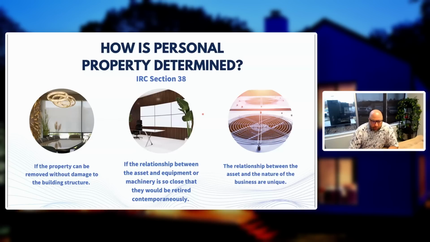And then the last one there is the relationship between the asset and the nature of the business are unique. I'll give you an example there. We did a cost seg study on a meadery. I don't know how many of you know what mead is. I didn't at the time, but mead is a fermented honey that they take honey, they ferment it, it makes an alcoholic beverage. It's kind of like a honey wine or a honey beer. And of course, this meadery was down in Phoenix, Arizona. It was 120 degrees in the summertime. We went down to do the site visit. It was sweltering hot.